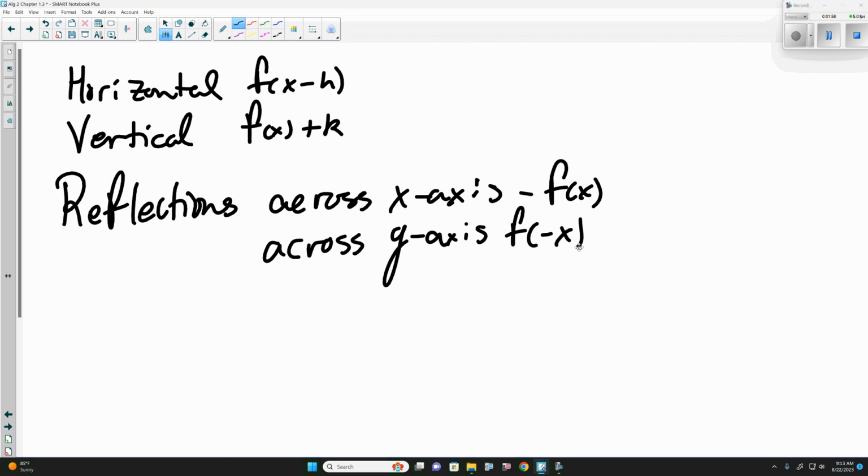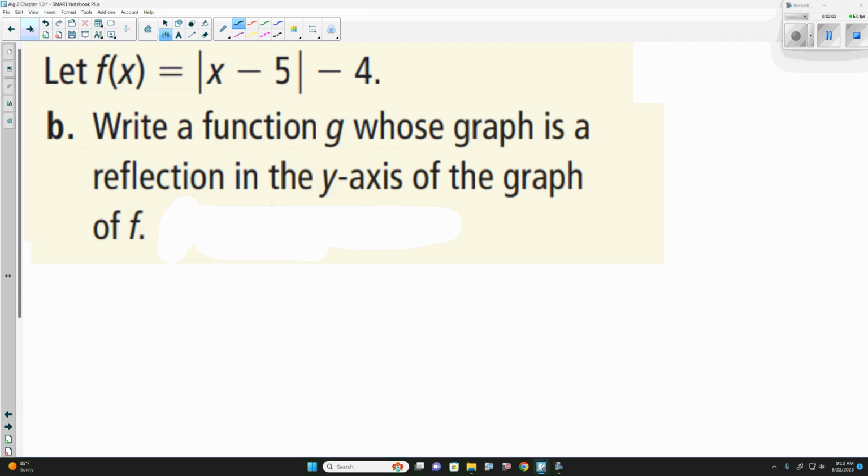Questions on this so far? So we'll finish up reflections and look at the last part, which is our horizontal and vertical stretch and shrink. So if we want to write a function g, whose graph is a reflection across the y-axis of the original function, well, across the y-axis is our, guys, f of negative x. Because negative f of x would be across the x. F of negative x is across the y.